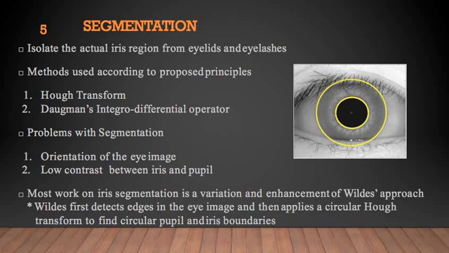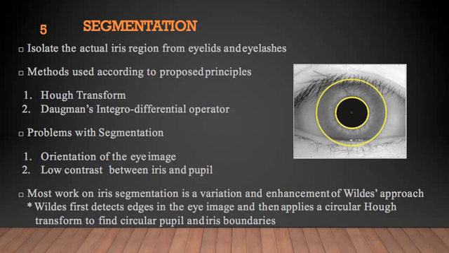Segmentation. Segmentation is isolating the actual iris region from the eyelids and the eyelashes, because we are not interested in the eyelashes part of the eye. We are only interested in finding out what the pattern of the iris is, to get a template from the iris and match it with other templates.